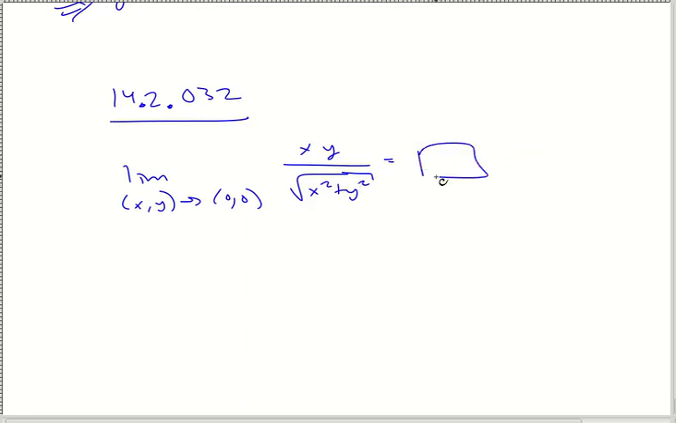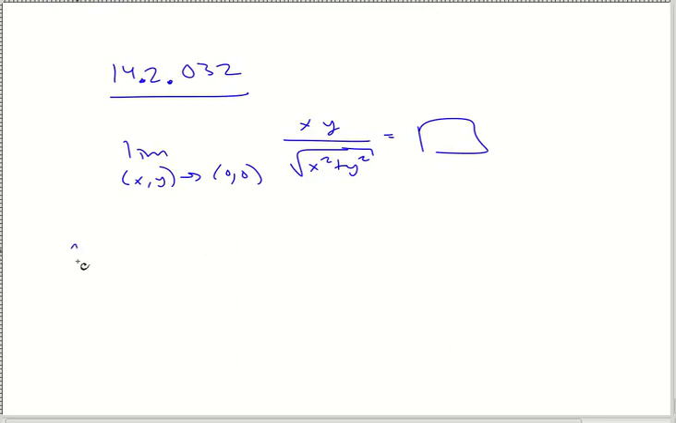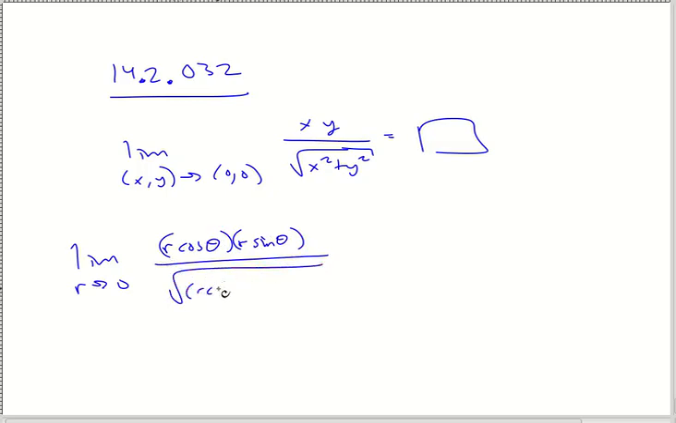It's still something we need to try with the r's. So r goes to 0 of, I got r cosine theta, r sine theta, and then in the bottom, r cosine theta squared plus r sine theta. Oop, sorry. I'm going to put the square in there eventually.